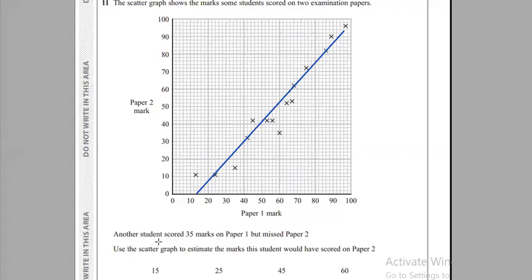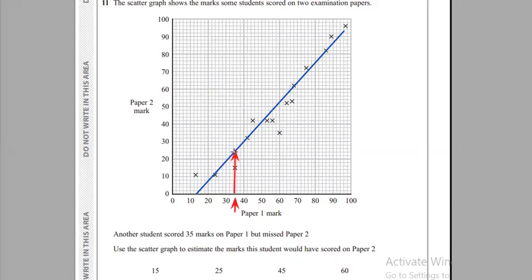Here, another student scored 35 marks on paper 1. So this is paper 1, and this is the 35 mark place. Now, what do we do? We come from the 35 mark place, we go up until the line stops me over here. So the line should stop me, not the point. I don't care about the points anymore. I only care about the line of best fit. Okay, focus on this because it's very important.